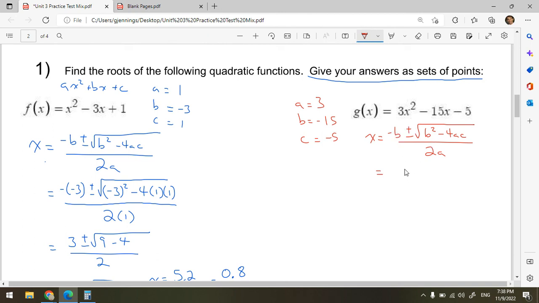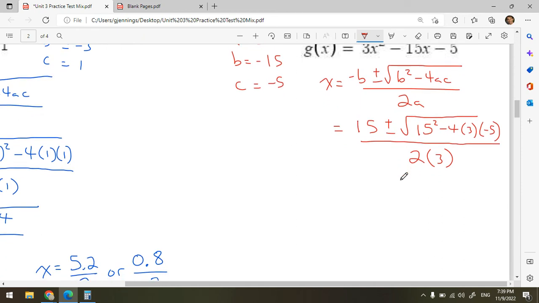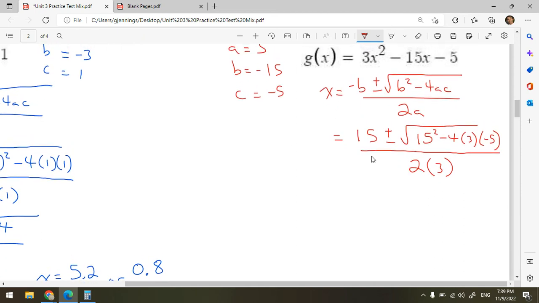This is equal to -b. I'm not going to write -15 because I know that's going to turn into +15. Plus or minus the square root of -15 squared. Well, I know -15 squared and 15 squared are the same thing, so maybe I just write down 15 squared. Minus 4 multiplied by a, which is 3, multiplied by c, which is -5. Okay, put those all into brackets and avoid errors. All over 2a, so 2 times 3. Okay, I have substituted in carefully. I did a couple shortcuts with my b and my b squared, but forgive me. Forgive me my shortcuts. I love me some shortcuts.